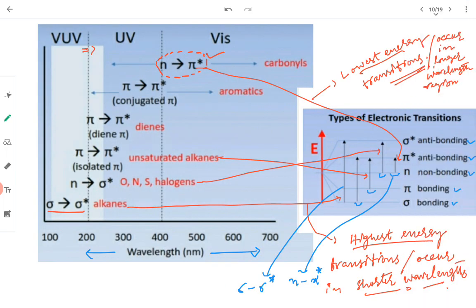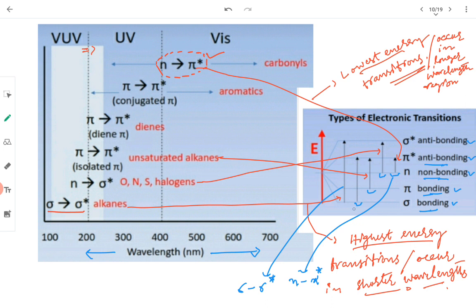This is a diagrammatic sketch of different electronic transitions. You can clearly see that these are the sigma bonding orbitals, pi bonding orbitals. These are n non-bonding orbitals. Then we have antibonding orbitals, pi antibonding and sigma antibonding orbitals.